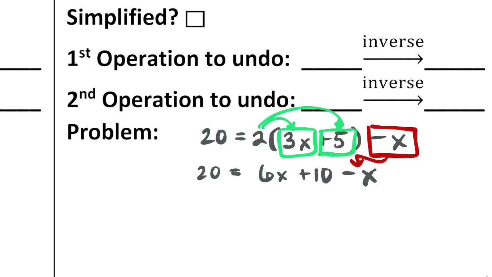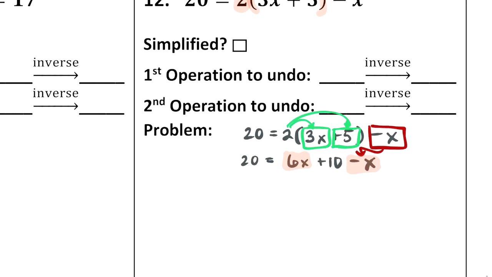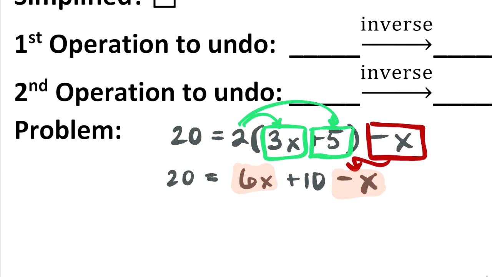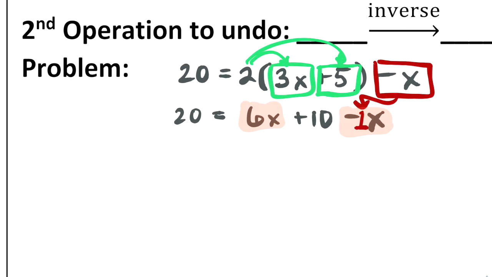Now looking at it, left side still okay, right side I've got something I can combine. That being my 6x and my negative x. Keep in mind, there is no number written in front of that negative x, but if I wanted to, I could squeeze in a 1 there, and that would be negative 1x. There is no sign in front of the 6x, but I could put a plus there. So I've got a plus 6 and a negative 1.